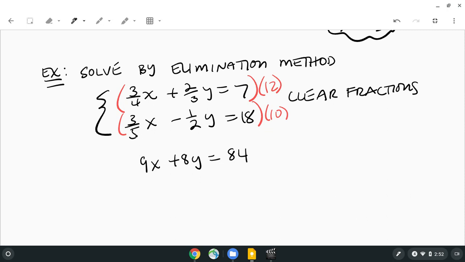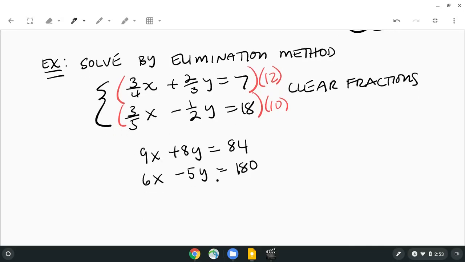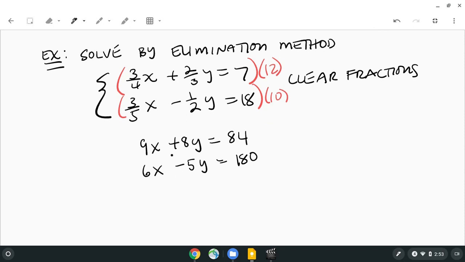Okay, so over here, I'm going to go ahead and multiply by 10. 5 and 10 will cancel, leaving me with 2. So 2 times 3 is 6. Going over here, 2 will cancel with 10, leaving me with 5. 5 times -1 is -5y. And then over here, 18 times 10 is 180. Okay, and then now you can go ahead and start your elimination method.